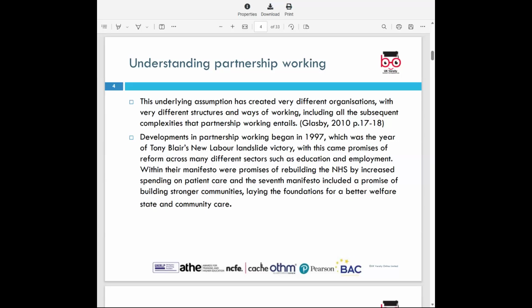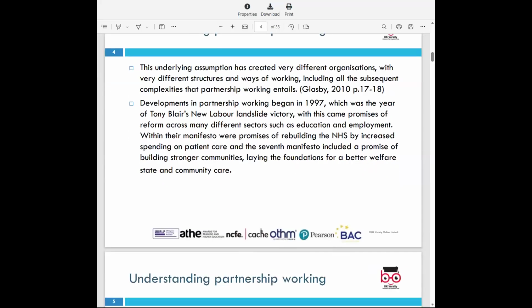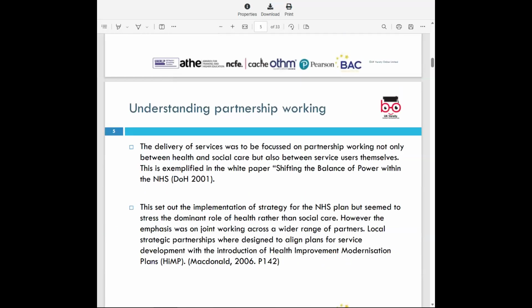Then in 1997, Tony Blair, the Prime Minister at that time, promised in his manifesto that he was going to build the NHS and spend more on patient care, to better the welfare system and community care within the UK, because there were issues with the NHS and making sure they were working with other organizations. Why do you think it's so important to work with other organizations?